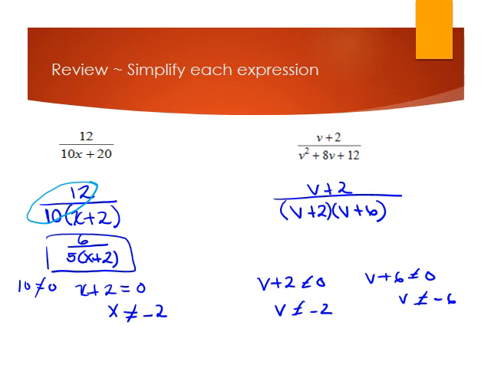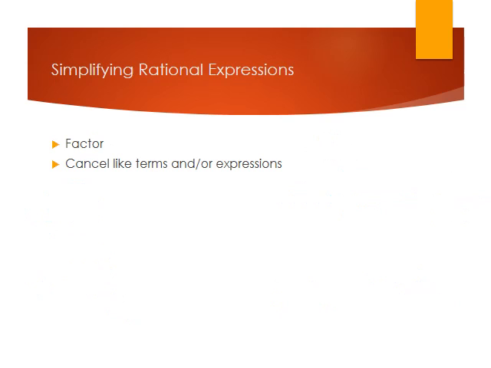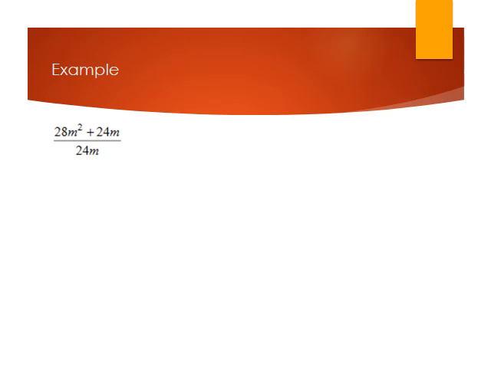Now, when I go to simplify, I've got this expression v plus 2 and v plus 2. Those are the same, so they cancel out, and it just leaves me with 1 over v plus 6. And that is our final answer, with excluded values of -2 and -6. So when I'm simplifying rational expressions, I'm going to factor them, and I'm going to cancel the like terms or their expressions. So let's look at another example.